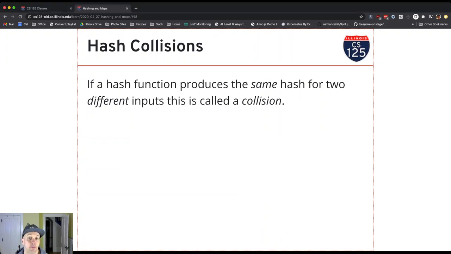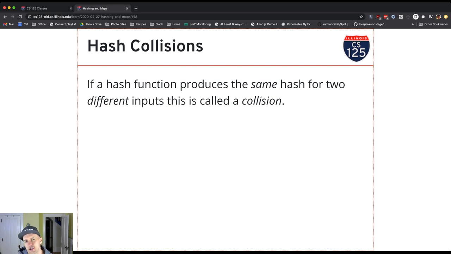So one of the things that we care about sometimes with our hash functions, and how much we care about this really depends on the application, is whether or not that hash function is actually going to produce a collision. Meaning, what's the likelihood that I'll find two inputs that hash to the same value? Now, a lot of this really depends on how large the hash value is.